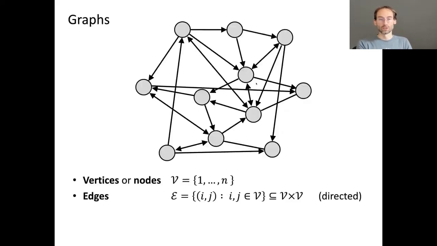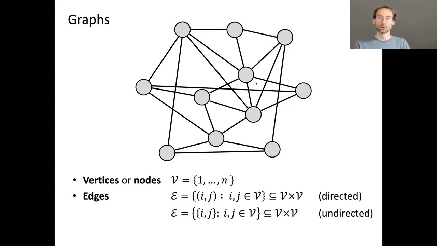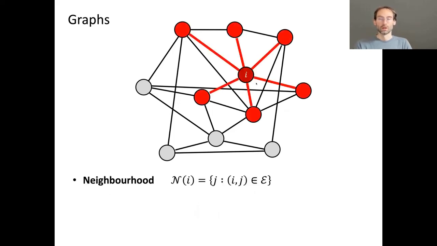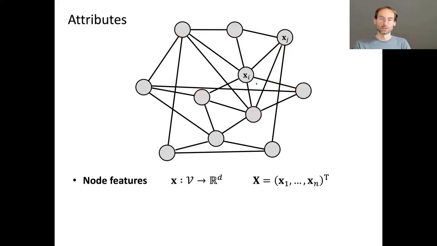And graphs in general, you can think of them as a collection of nodes and edges. So edges are ordered pairs of nodes if the graph is directed, or unordered pairs of nodes if the graph is undirected. So we can talk about neighbors, basically all the nodes that are connected by edges to a given node. And the degree of the node is the size of this neighborhood. We are interested in attributed graphs, so we can attach d-dimensional features to our nodes. We can also attach features to the edges in the same way.